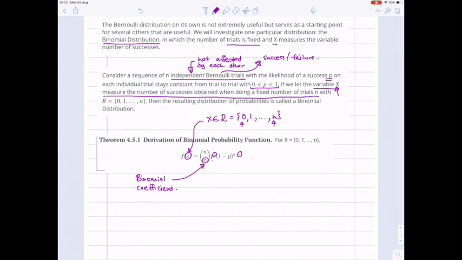Our probability is again the probability of success. And over here, n is the number of trials. Okay, what do these things look like?